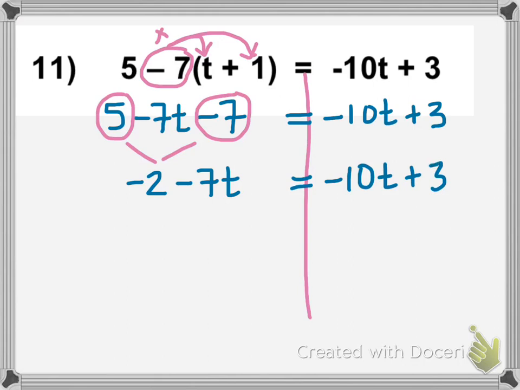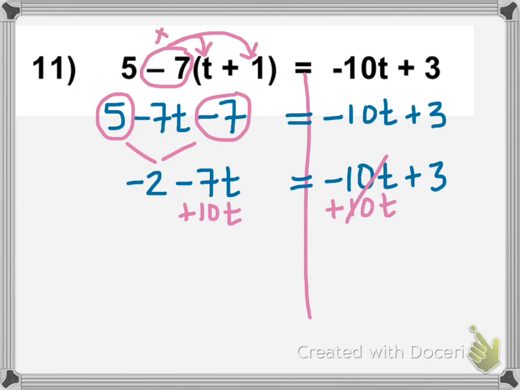Step 3, move all of your variable terms to one side. Let's move them to the left, just like we've been doing. The variable term we need to move to the left is that negative 10t on the right. So to move that, I'm going to add, which is the opposite of negative. Add 10t to both sides. When I add 10t to negative 10t, that makes 0. Let's bring down what's left.